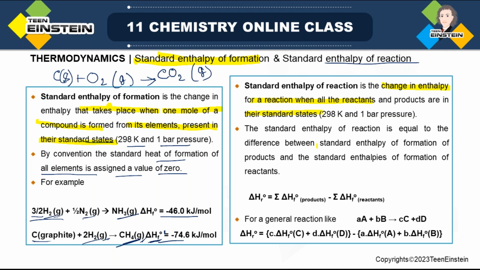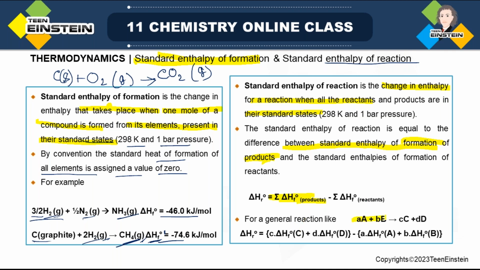So, how will you calculate the standard enthalpy of reaction? Suppose you have any reaction and you have to find the standard enthalpy of reaction for that particular reaction. So how will you do so? It is equal to the difference between the standard enthalpy of formation of products and reactants. So what you will do, you will take the summation of all the ΔHf° values for all the products.